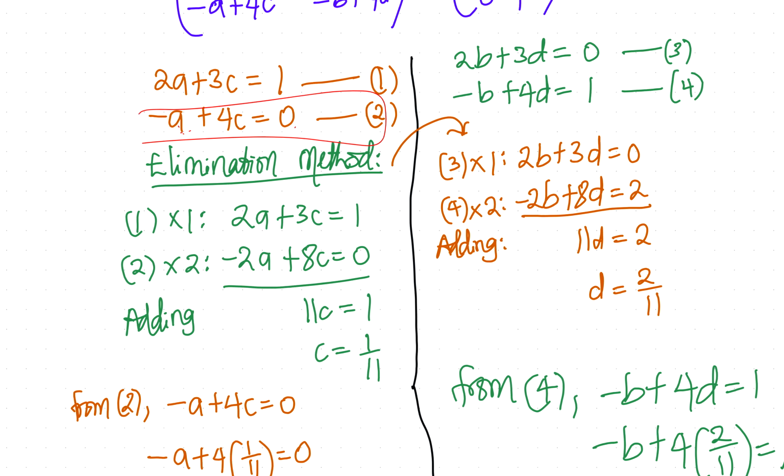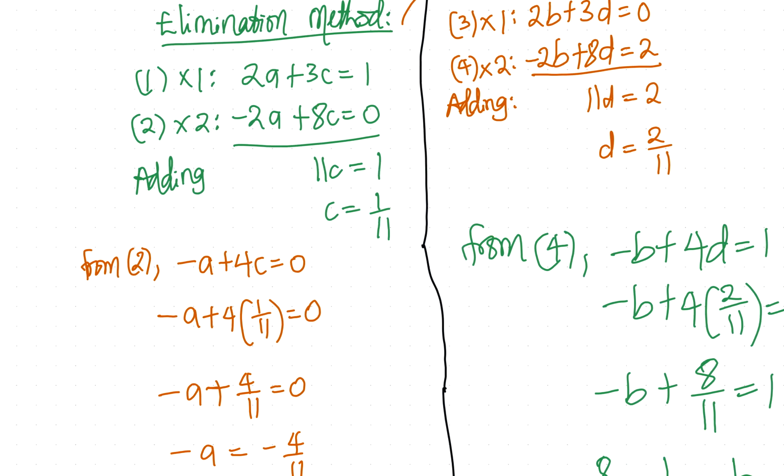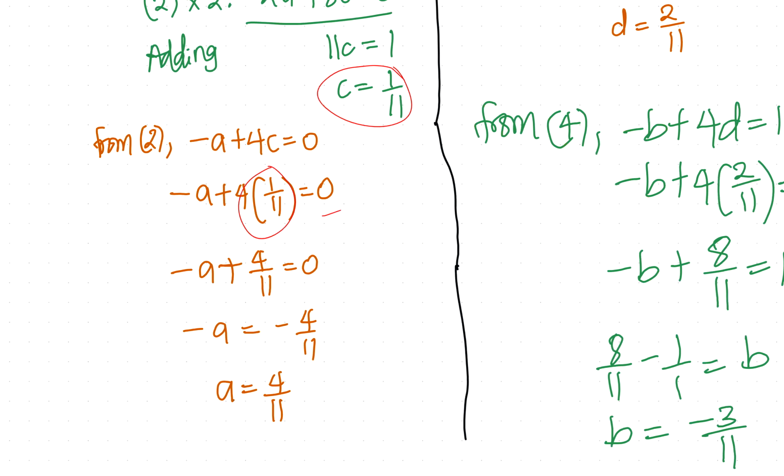So from equation 2, which is minus A plus 4C equals 0, I already have C to be 1 over 11. So I say minus A plus 4 into 1 over 11 equals 0. And then I have minus A plus 4 over 11 equals 0. So I can transfer 4 over 11. So I have minus A equals minus 4 over 11. Then A is 4 over 11. So now I have A and C.